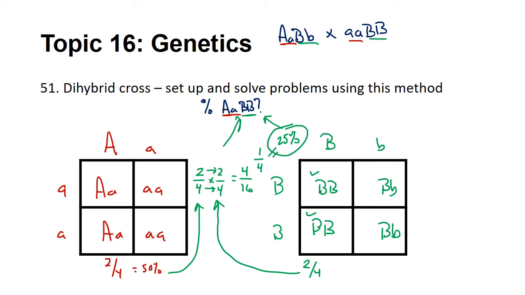You could even do this for something like a trihybrid cross, or I don't know, a pentahybrid cross. You can just have as many traits as you want, and you just do 1 Punnett square per allele set.